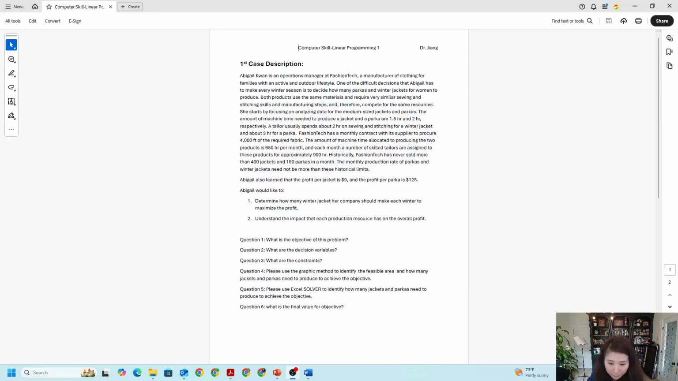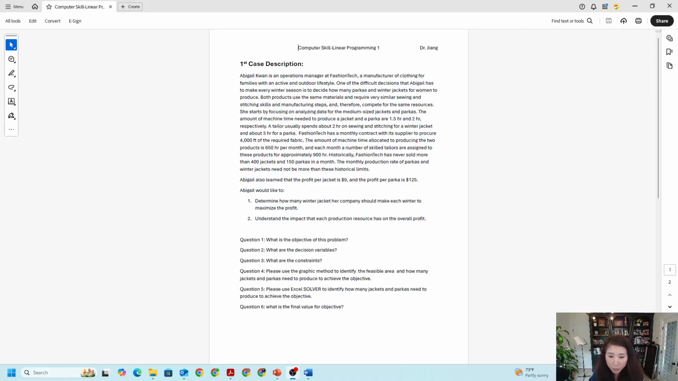So let's keep reading. Historically, Fashion Tech has never sold more than 400 jackets and 150 parkas in a month. So what does that mean? That means they really don't need to produce more than what they can sell, right? Otherwise, it's going to become inventory. So therefore, there are two more constraints. That is, the amount of jacket production should be less than 400, and the amount of parkas produced should also be less than 150.